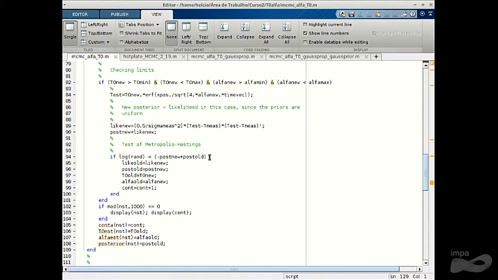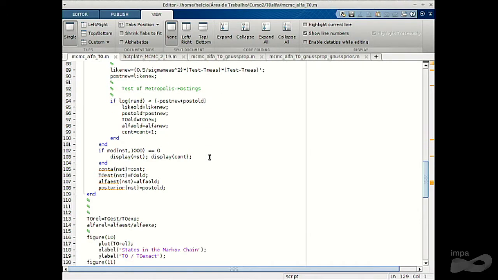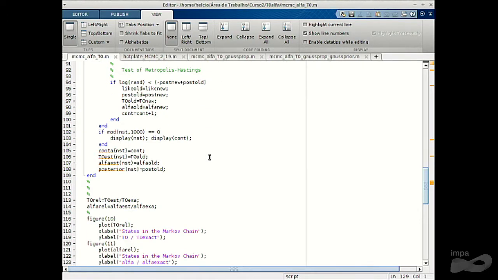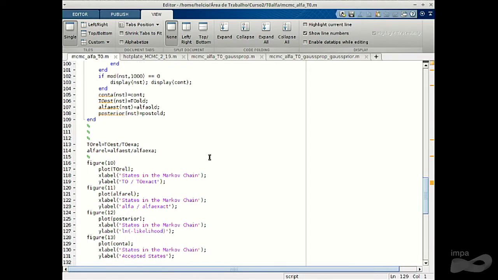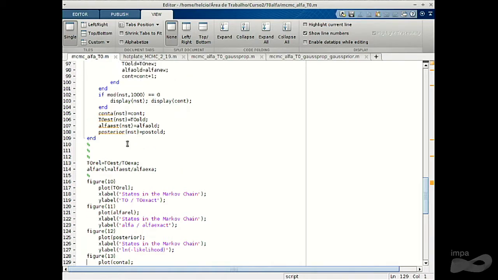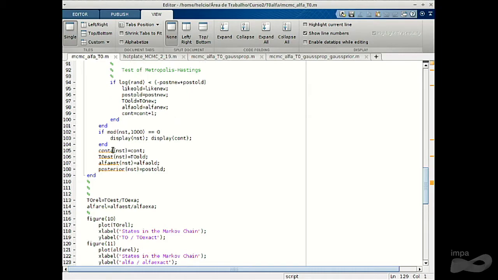And in this way, I generate the Markov chain. And here I'm dividing everything by the exact value. T0 est is this vector with each point of the Markov chain, at each state of the Markov chain. And same thing for alpha. I'm dividing by the exact value, so I have everything at 1. You don't have to do this.